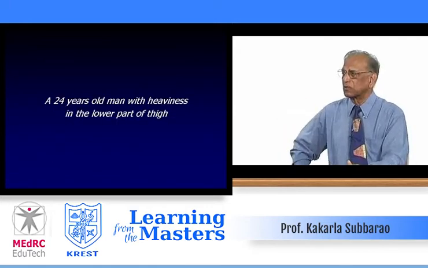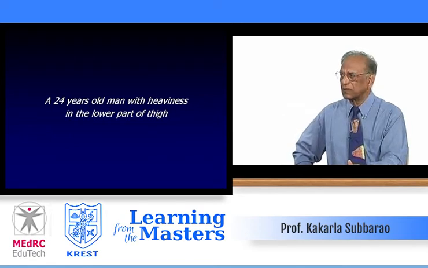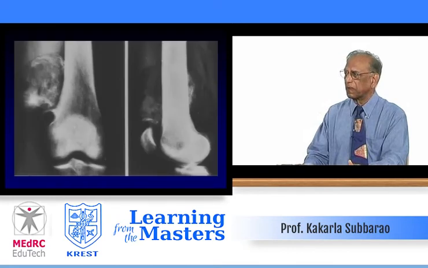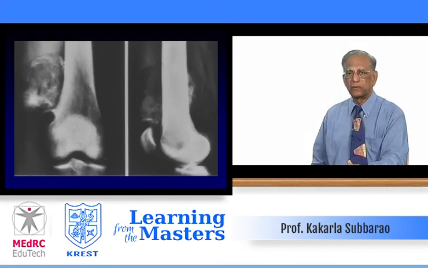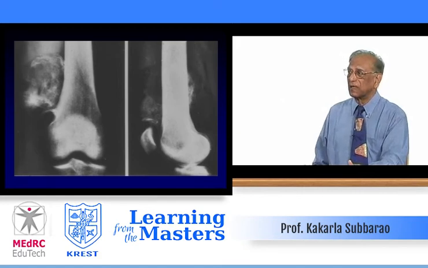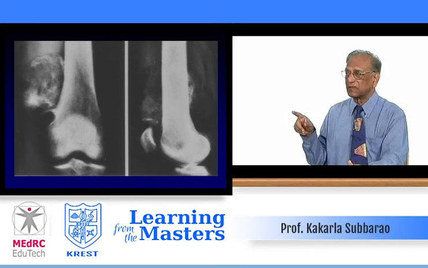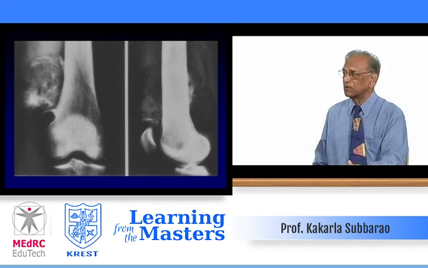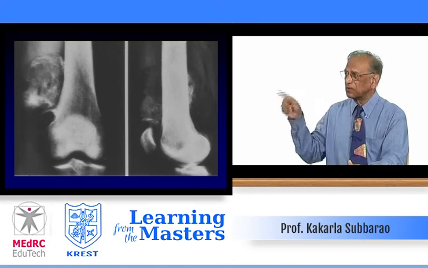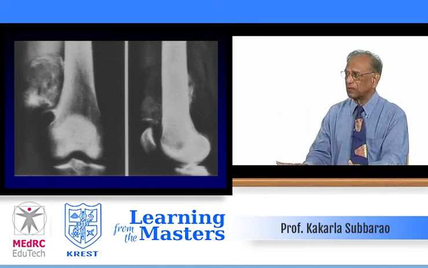Now a 24-year-old man with heaviness in the lower part of the thigh, just a heaviness. And then AP and lateral views, what do you find? It's not a spot diagnosis, you can't immediately jump. You may think paraosteal osteosarcoma, but there are lucent areas around the ossific or calcific densities. And even in the lateral view, there are multiple calcific densities, and you see lucent areas around them.